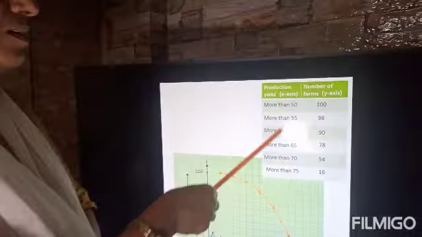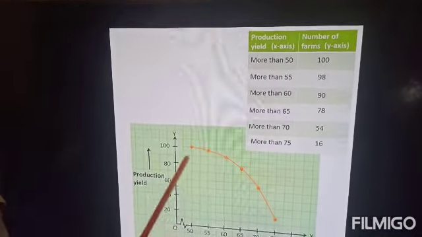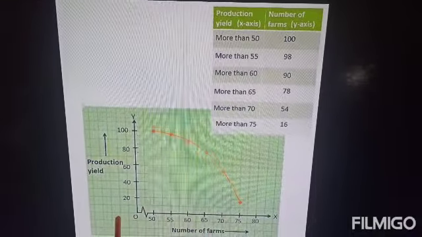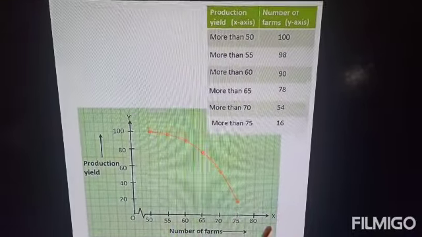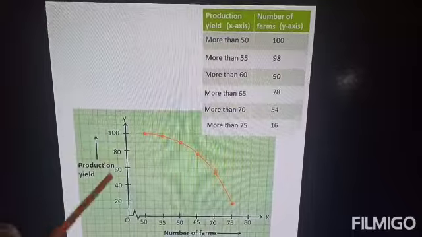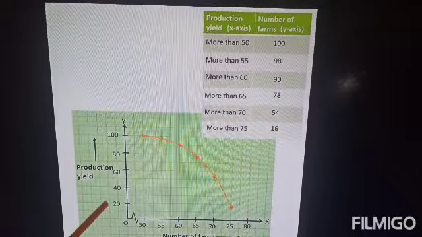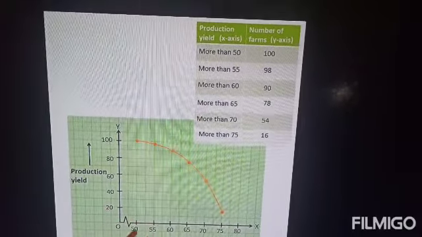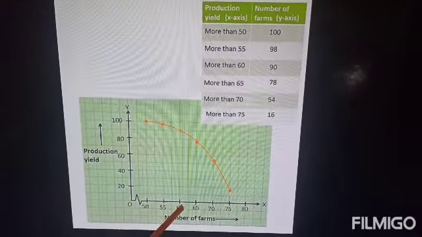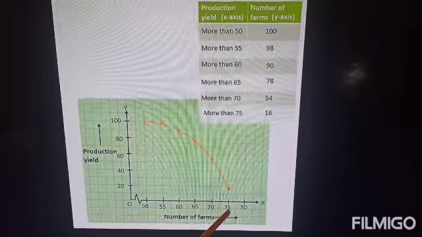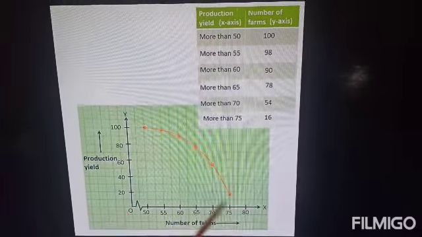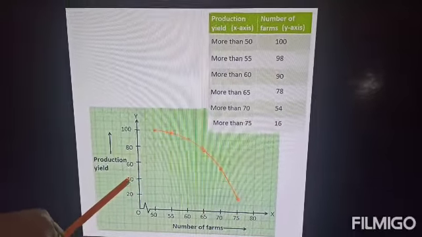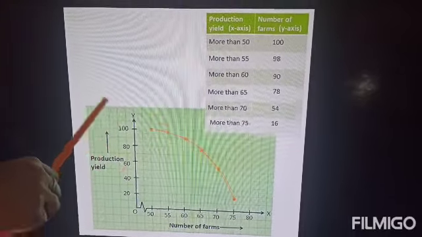See here, we got this table. By this, we have to draw the ogive. Number of farms we have to take on the x-axis. On the y-axis, we have to take the production yield. Okay, right here 50, 55, 60, 65, 70, 75, 80 on the x-axis. On this y-axis 20, 40, 60, 80, 100.